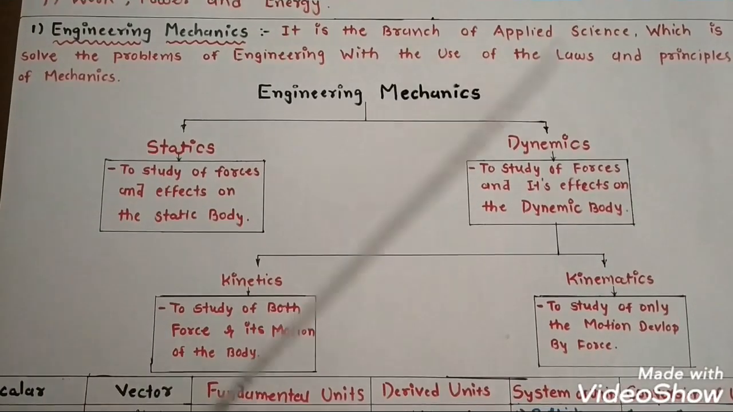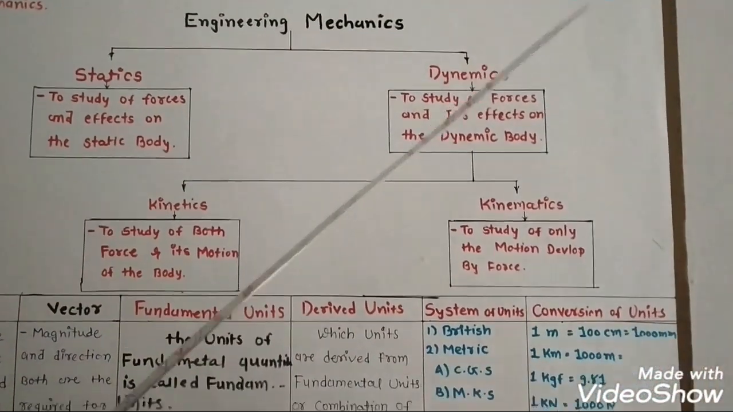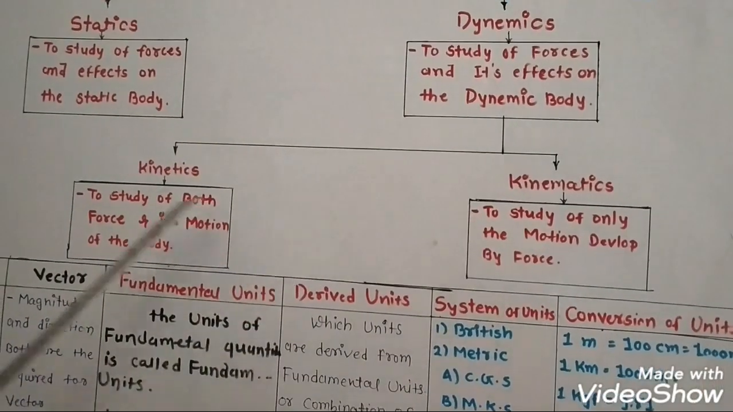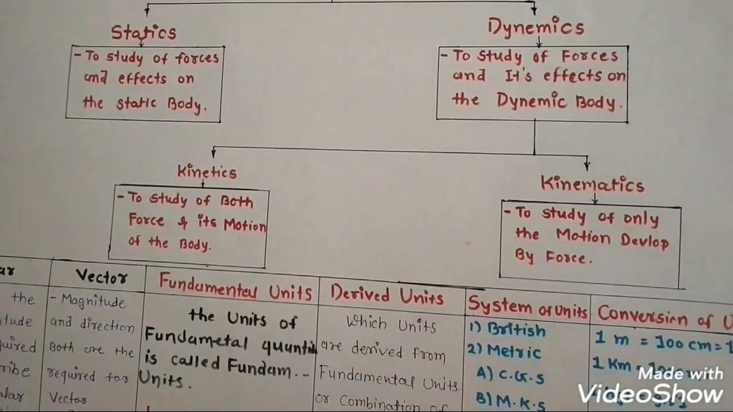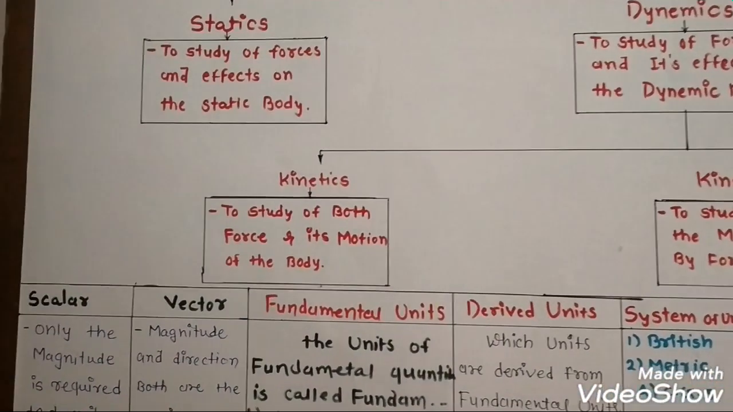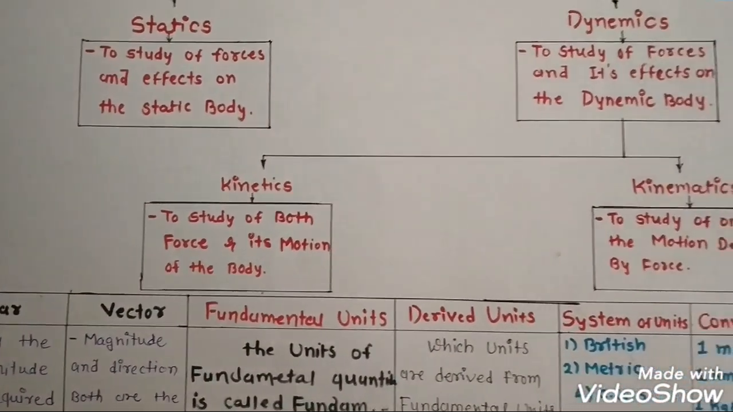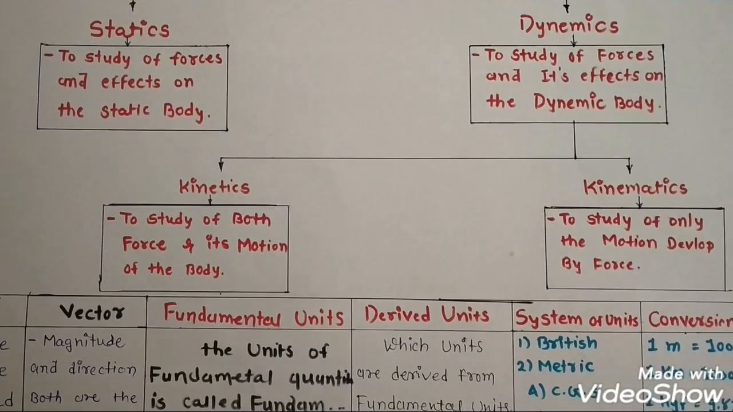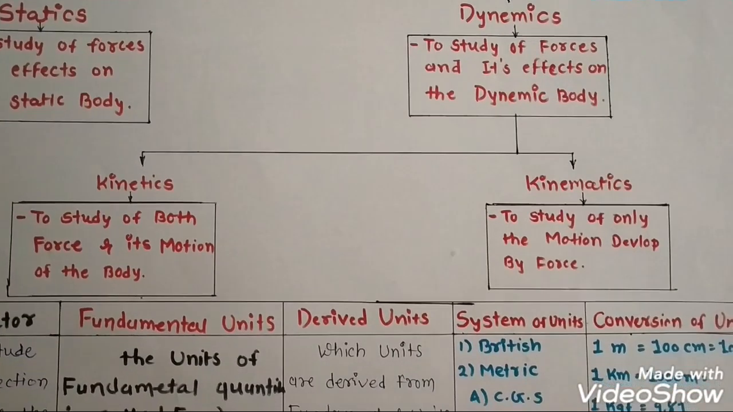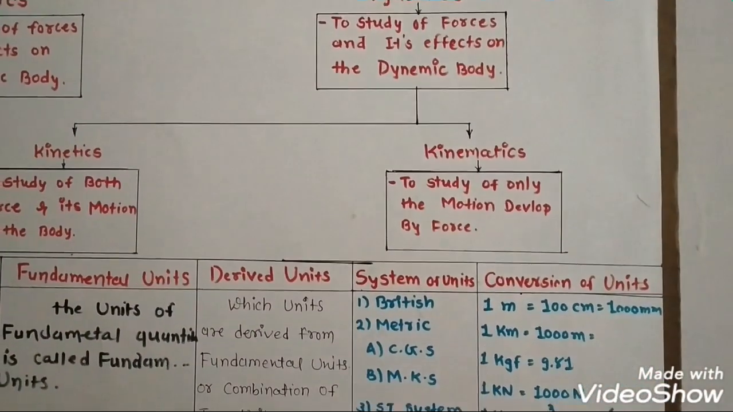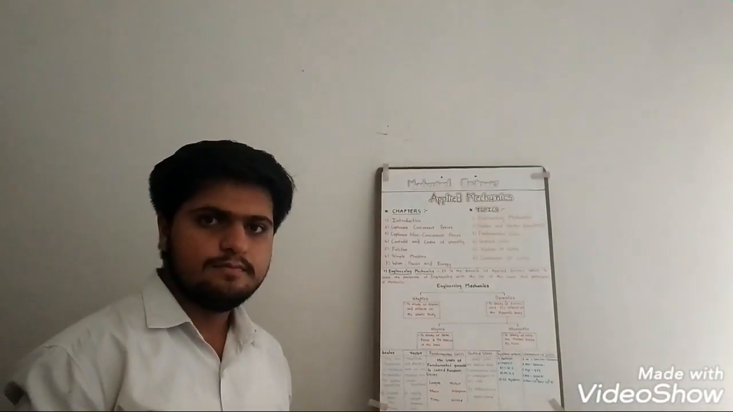Further, the classification of dynamics is in two parts. There is kinetics and kinematics. So what is kinetics? The study of both force and motion on the body, and kinematics is the study of only the motion developed by the force.